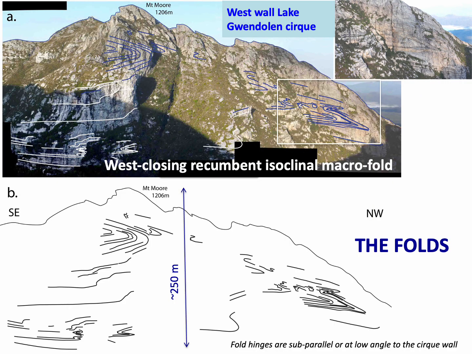Now to the Frenchman's Cap fold structures. The stitched photograph is of the west wall of the late Gwendolen cirque. It shows an extremely oblique intersection with the west closing isoclinal recumbent macrofold exposed through Mount Moore. The fold has been named the Frenchman's Cap recumbent fold.